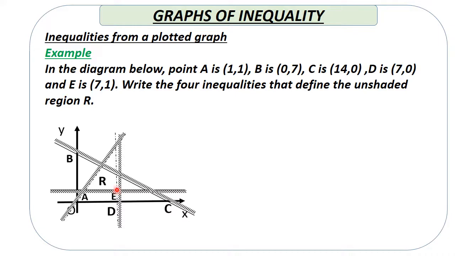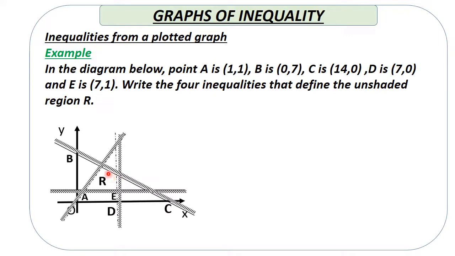The question says, write the four inequalities that define the unshaded region R. So they want four inequalities that define this region here, the unshaded region R. So what does unshaded mean? If you look here, there are two things you have to notice.